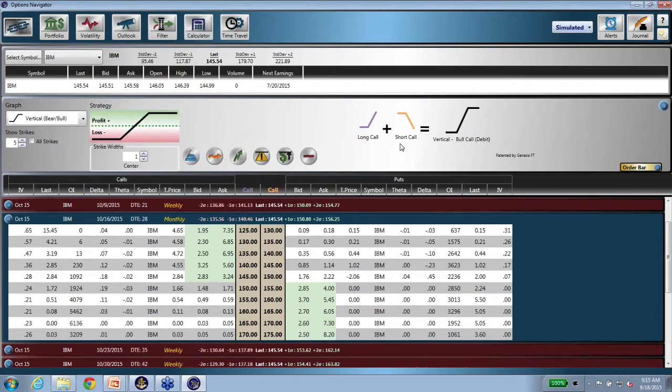We know that vertical spreads involve the simultaneous purchase of one option and the sale of another in the same month in a 1-to-1 ratio, at least the way I trade them, and it will consist of all calls or all puts. So in this case it's call. You look over here, these are all puts.